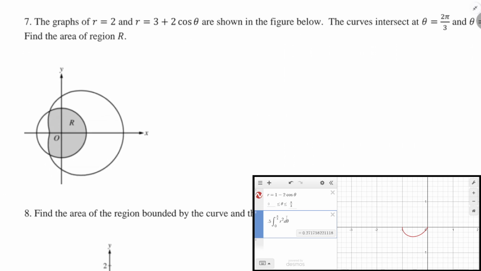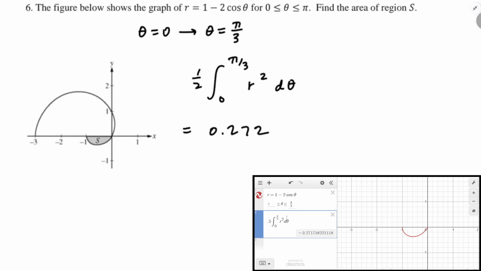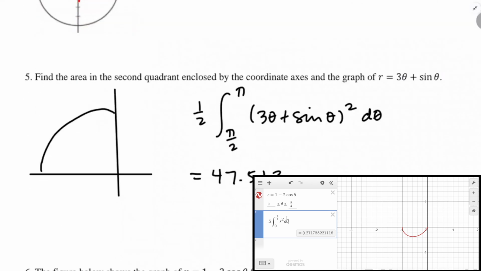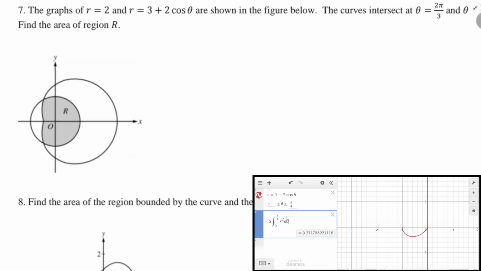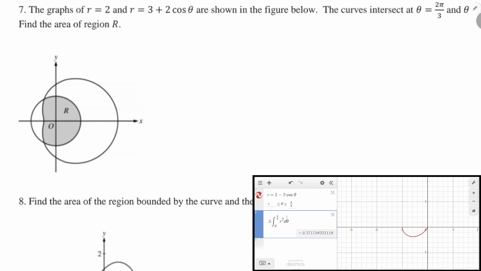Alright, now we've got one that's very similar to that one we just did. Okay, it's just turned sideways. r equals 2 and r equals 3 plus 2 cosine theta are shown in the figure below. We've got the intersections, 2 pi over 3 and 4 pi over 3.